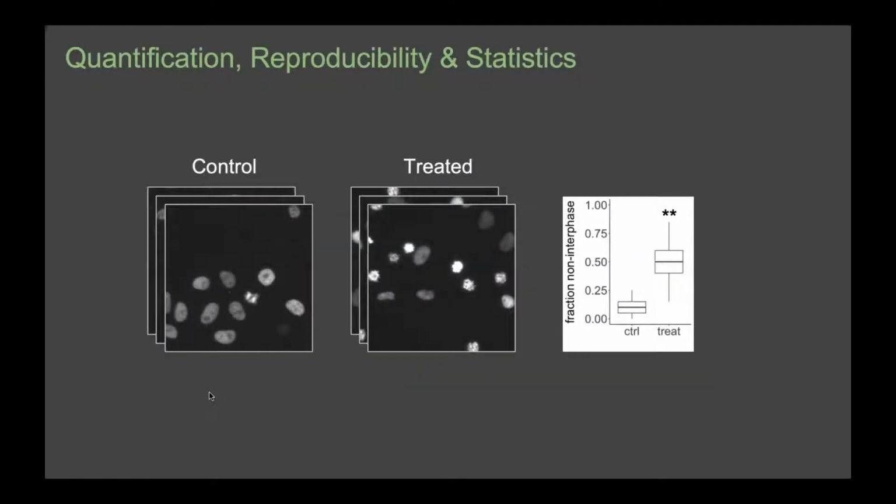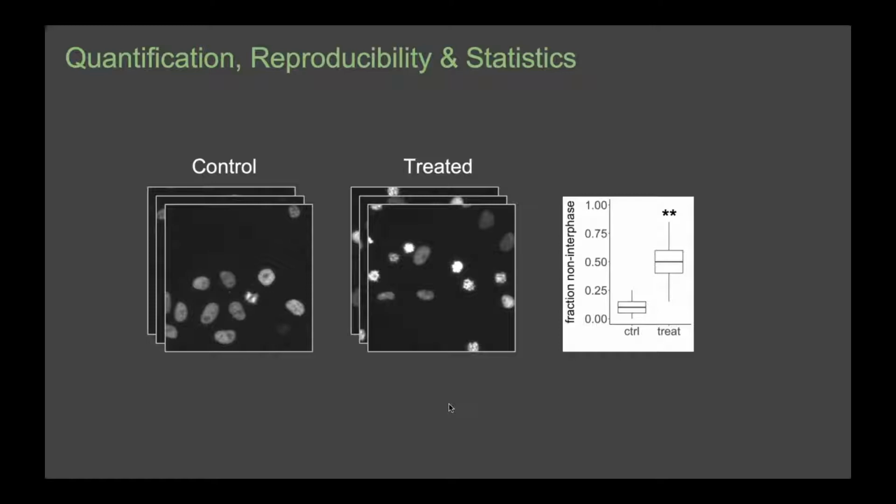Okay, how does bioimage analysis help you? If you look at these two images on the left, you may see that there's normal cells, they have normal nuclei, whereas here, the treated one, the nuclei, most of them look a bit different. In fact, they are stuck in mitosis.